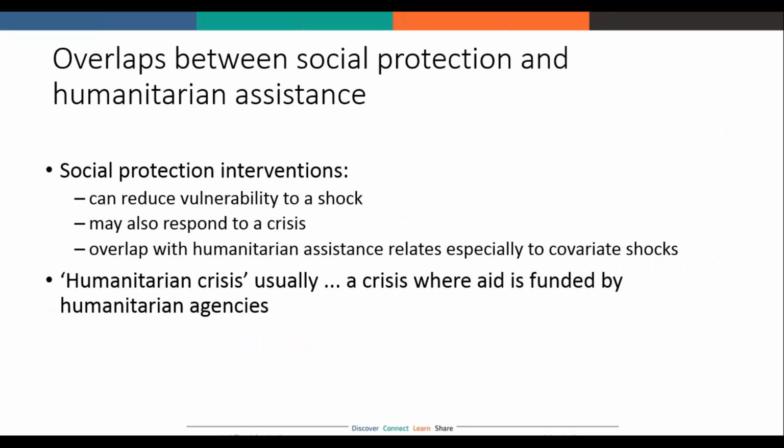So to conclude on the overlaps between social protection and humanitarian assistance, you can see that social protection interventions aim to reduce vulnerability to shocks, but they also respond to a crisis, and that the overlap is mainly about covariate shocks. And in trying to find the distinction between what counts as the shock or the crisis that is responded to by social protection actors versus humanitarian actors, a recent paper by Simon Levine and Kay Sharp that you may have seen that I referenced earlier concludes that a humanitarian crisis is essentially the crisis where the aid is funded by the humanitarian agencies. So there are great opportunities for collaboration because there are many areas of overlap. Next slide, please.